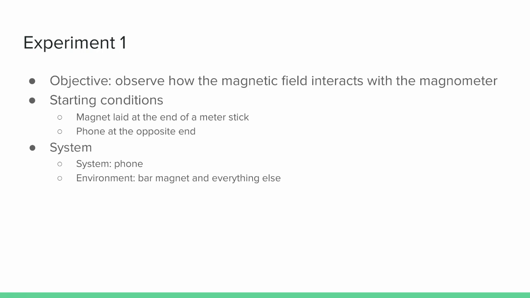The objective of the experiment is to observe how the magnetic field generated by the bar magnet interacts with the magnetometer on the phone. The starting conditions are the magnet is laid at the end of a meter stick, and the phone is laid at the opposite end. The system is the phone and the magnetometer, while the environment is the bar magnet and everything else.